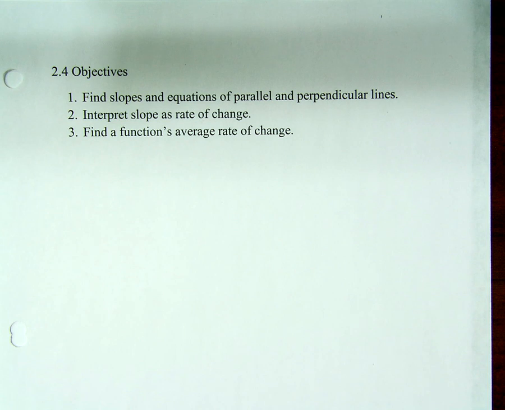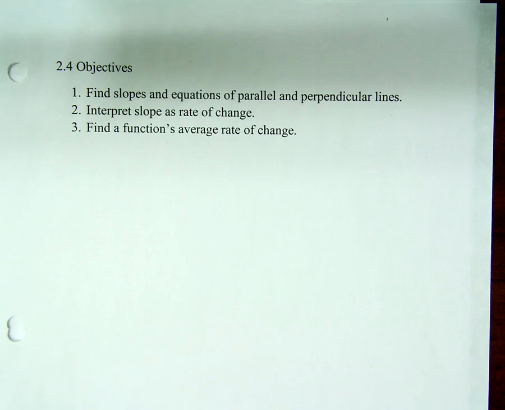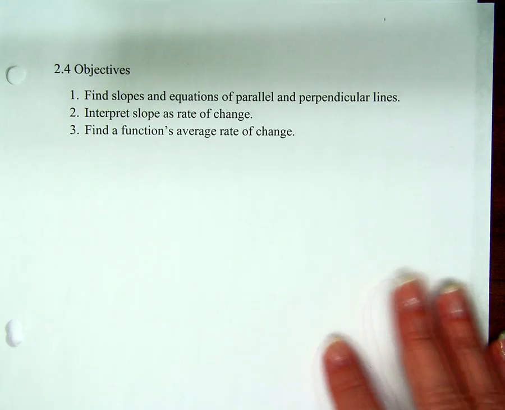Okay, so let's talk about 3 really fast. Find a function's average rate of change. Find a function's slope. So if we take care of 1 and 2, 3 is kind of taking care of itself, hasn't it? Okay, but we'll talk about it in just a second. I want to make sure that our definitions are the same. Okay, so number 1, find slopes and equations of parallel and perpendicular lines.